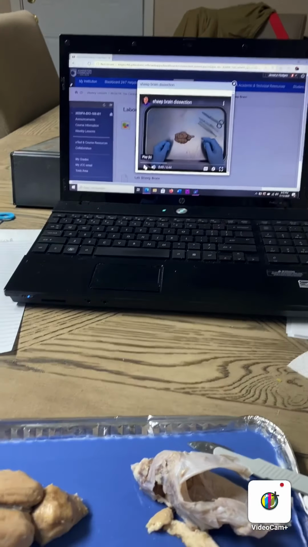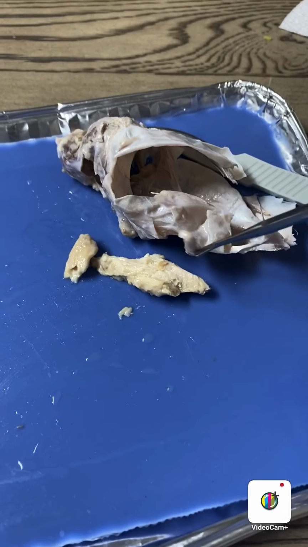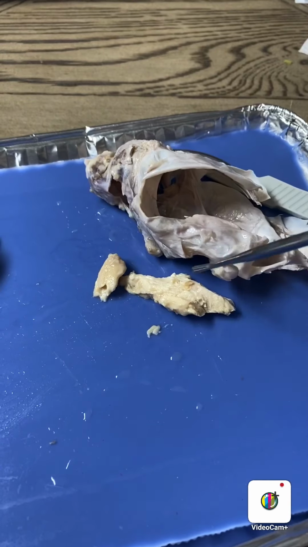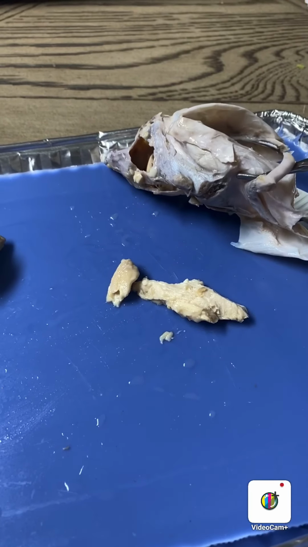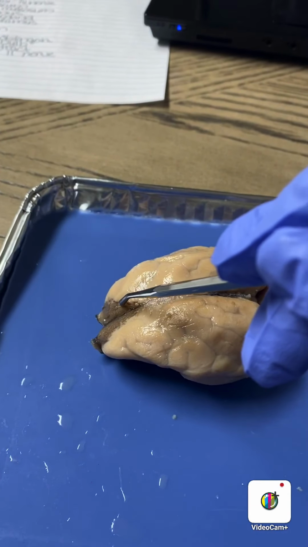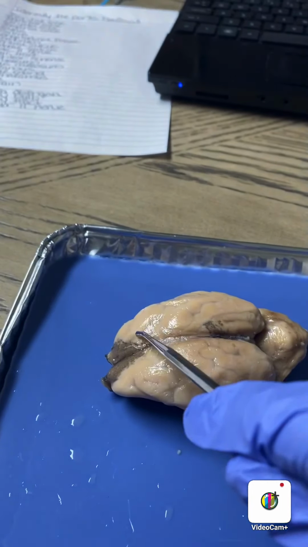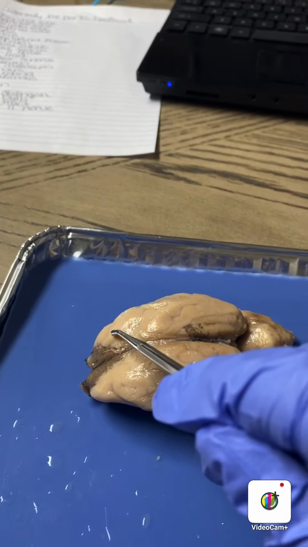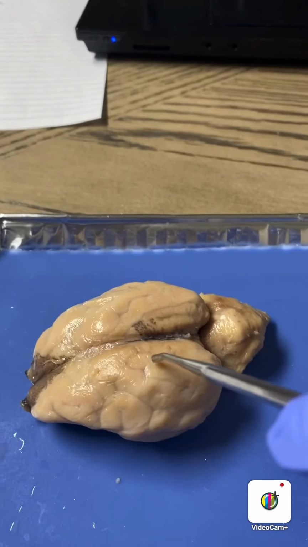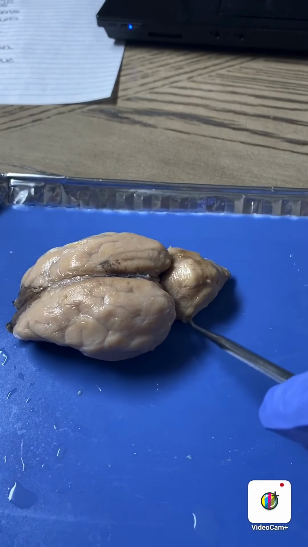I am watching the video and using my notes. So here is the spinal cord. Mine detached from the brain. This is the front of the brain, and this is the back of the brain. This is the frontal lobe. These are the parietal lobes, the temporal lobe, and the occipital lobe.